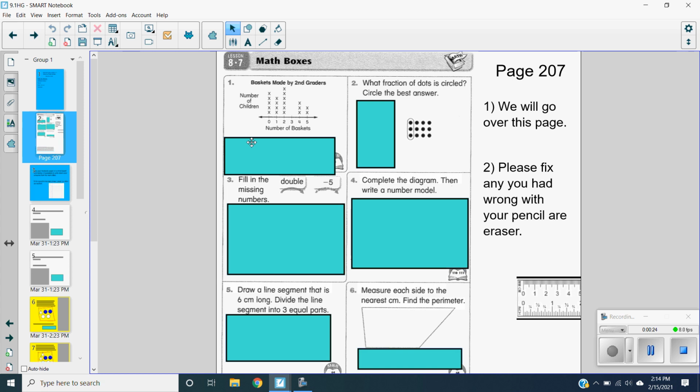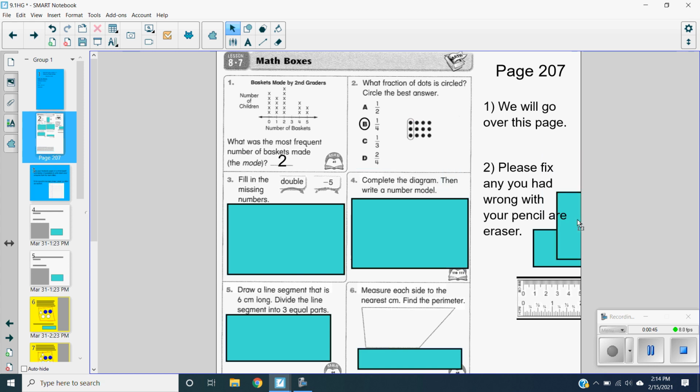For the first question, baskets made by second graders, you can see number of children on the side, number of baskets on the bottom. And the information we need to find out is what was the most frequent number of baskets made, or the mode. And you can see that 2 was the highest. 2 would be our mode. For question 2, what fraction of dots is circled? And I can see that 1/4, or choice B, would be the amount circled.